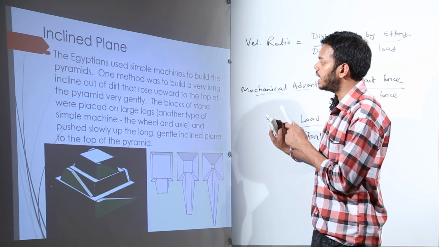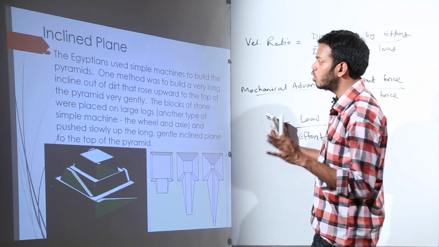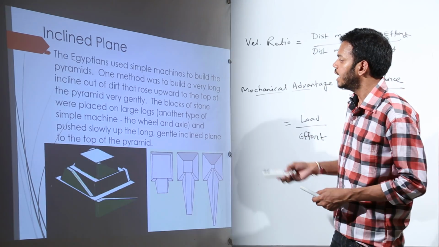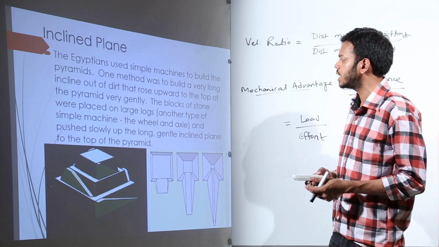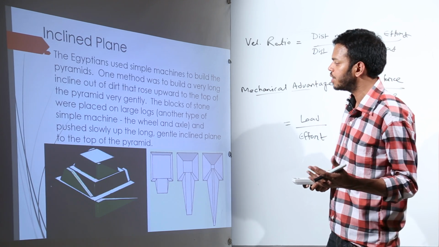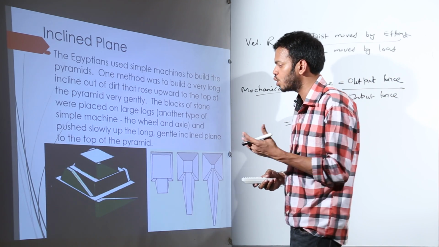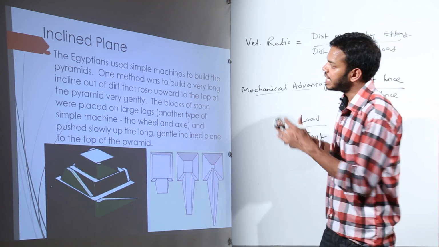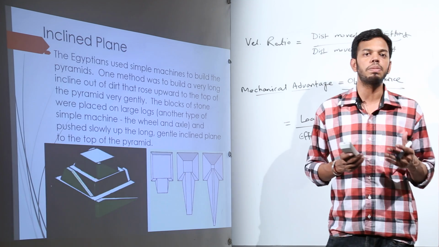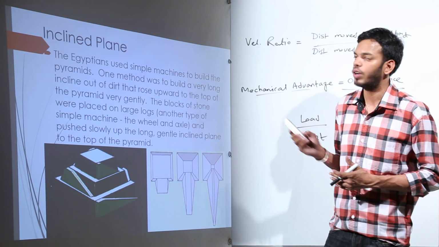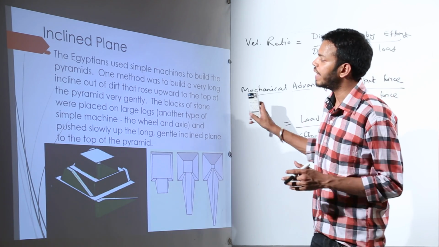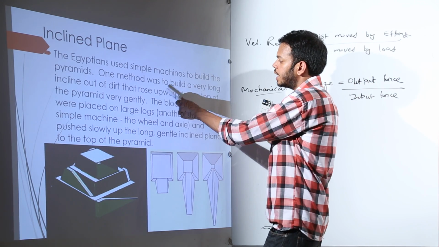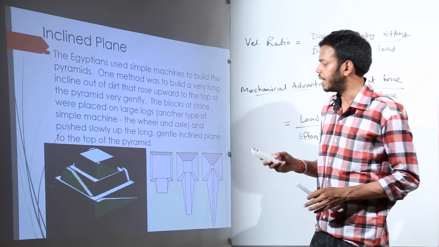One method was to build a very long incline out of dirt that rose upward to the top of the pyramid very gently. The blocks of stone were placed on large logs, another type of simple machine, the wheel and axle, and pushed slowly up the long gentle inclined plane to the top of the pyramid. So basically this paragraph explains how the pyramid was constructed. They used only simple machines. One method was to use a very long inclined plane.